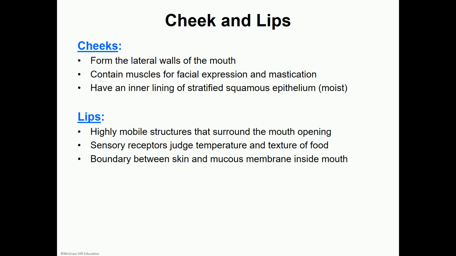For the cheeks, those make the lateral sides of the oral cavity. Okay, they're made out of skin and fat, and more importantly, it includes muscles for facial expression and some muscles for mastication. On the inside, it is lined by a mucous membrane to produce mucus, which is basically stratified squamous epithelium with goblet cells in order to make mucus. The lips, that is the boundary between the skin on the outside and the mucous membrane on the inside. It is important because it has sensory receptors that kind of judge the temperature and texture of food before we eat.